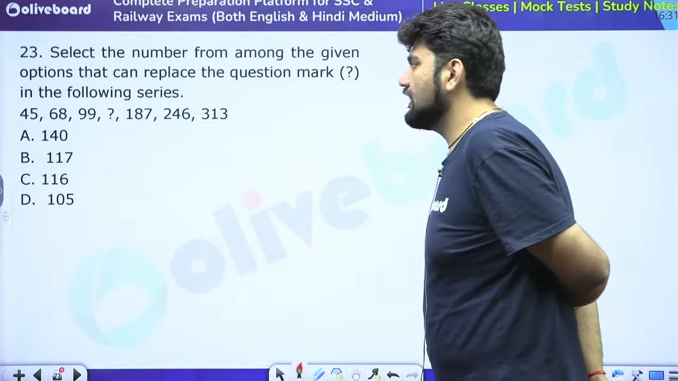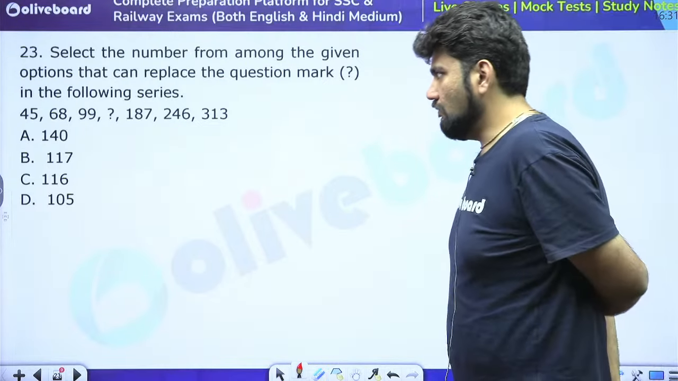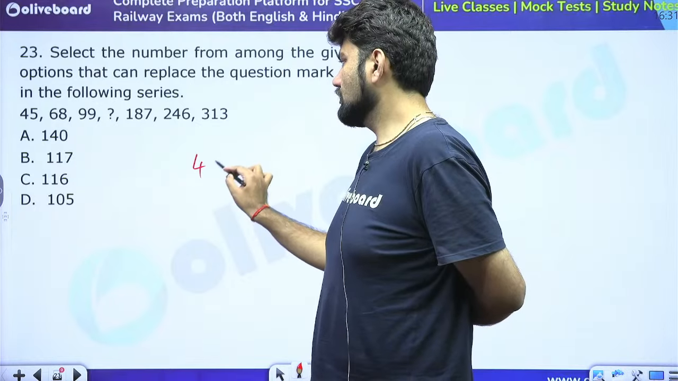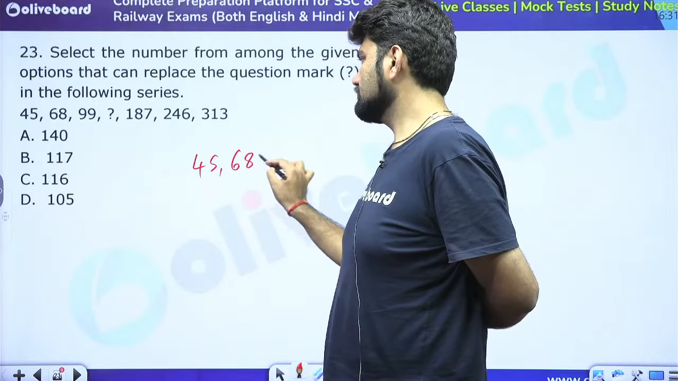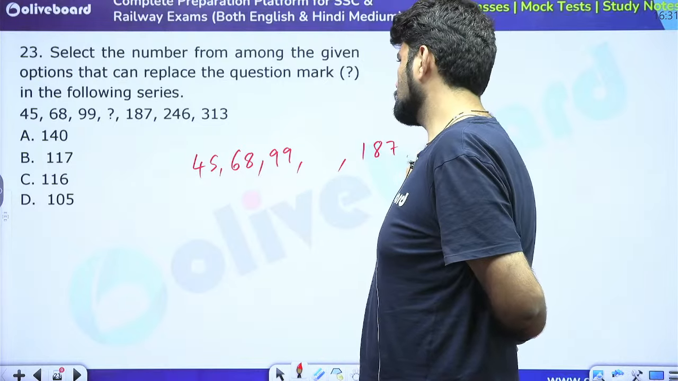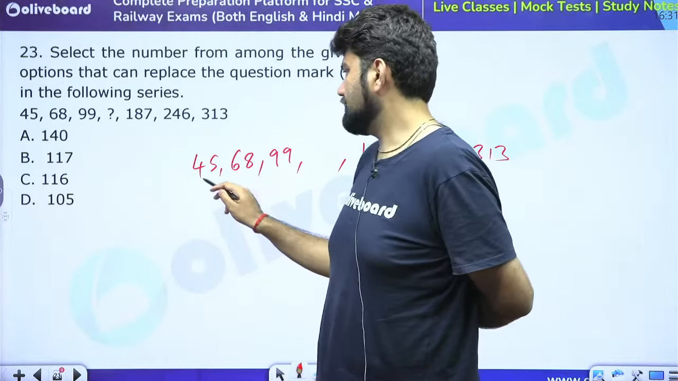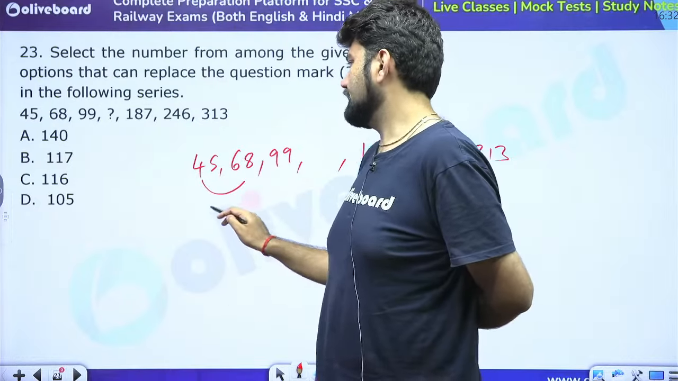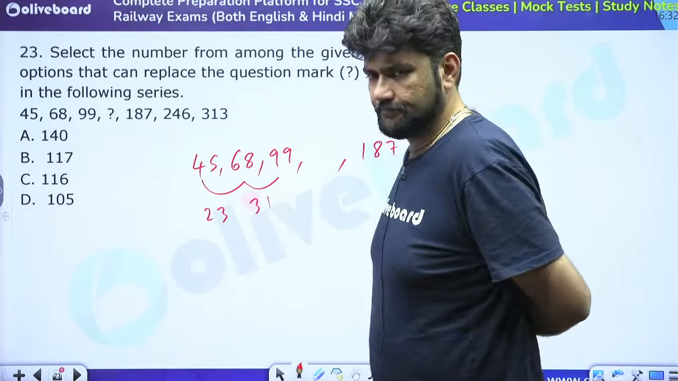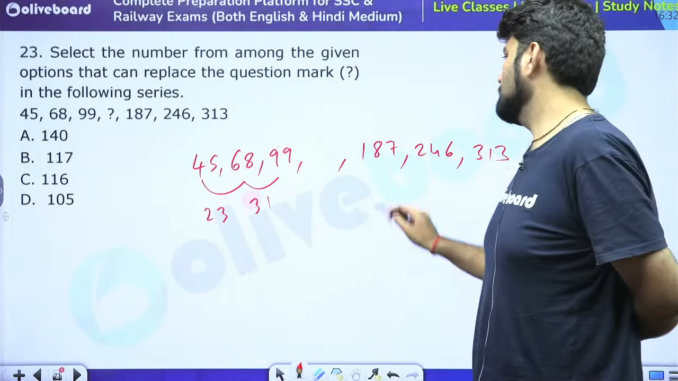$45, 68, 99, 187, 246, 313. Difference 23. Difference 31. Just click something. Something should click right away, but check it further.